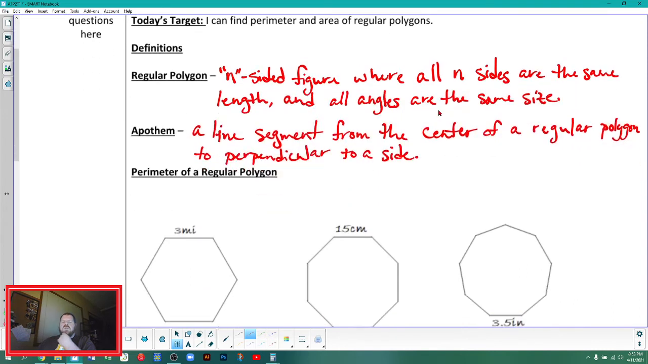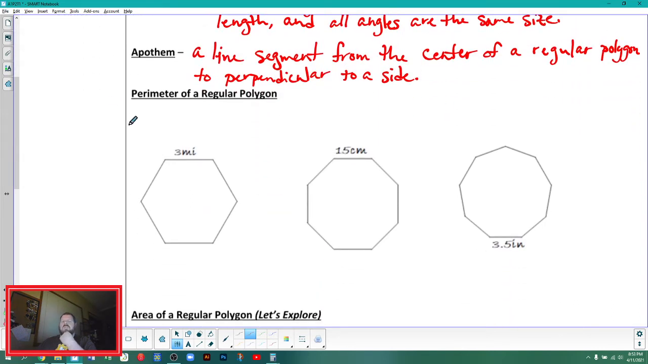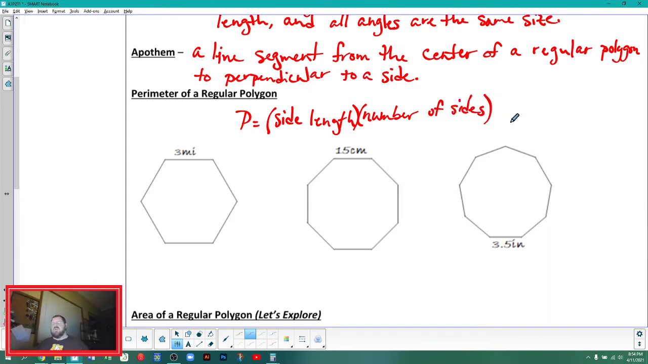For the perimeter of a regular polygon, since every side is the same, the perimeter is going to be equal to the side length times the number of sides. Okay, if you have a square, that's going to be four sides.